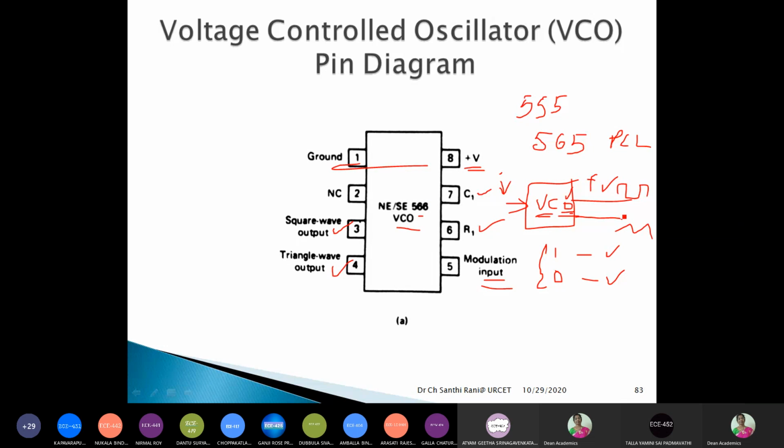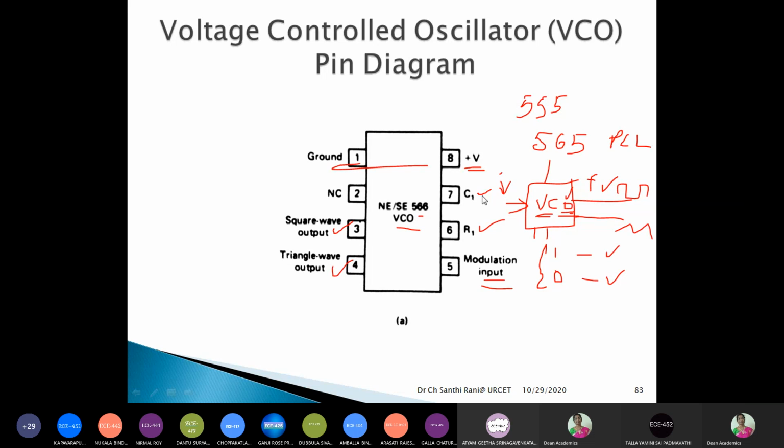VCO has one input and two outputs. So the input pin is the 5th pin and the output pins are 3 and 4, and then it requires one VCC and ground. So VCC is the 8th pin and ground is the first pin, the second pin has no connection, and the only two other pins are the resistor connection and capacitor connection. Okay, so this is very easy to remember. So all of you please learn this pin diagram of 566. You have already learned 555 and other pin diagrams also. Please learn this pin diagram. It is very, very easy.